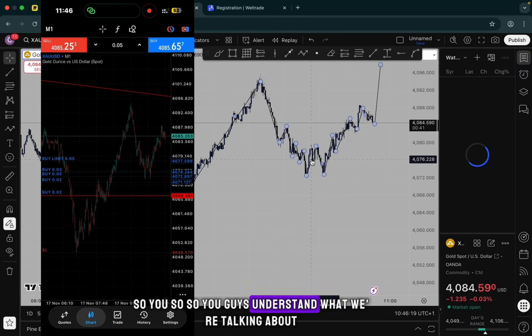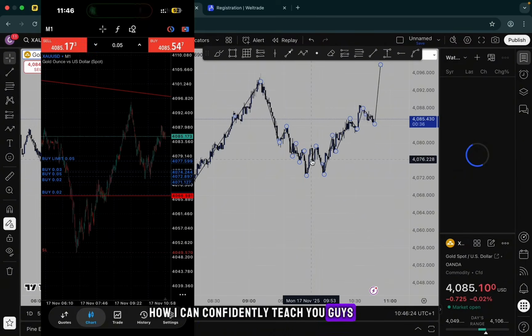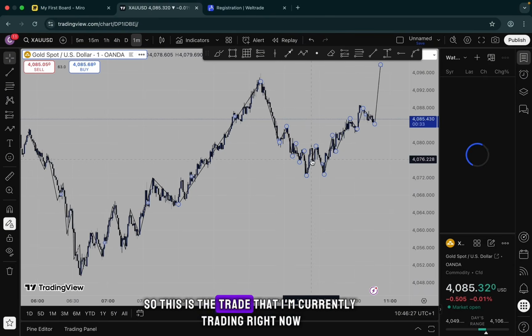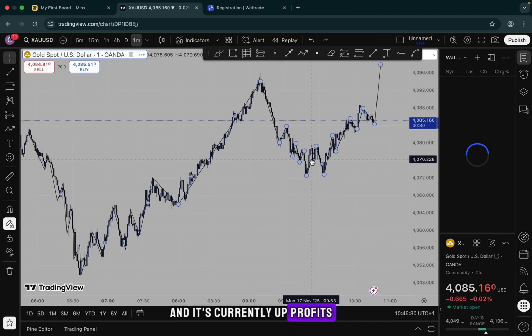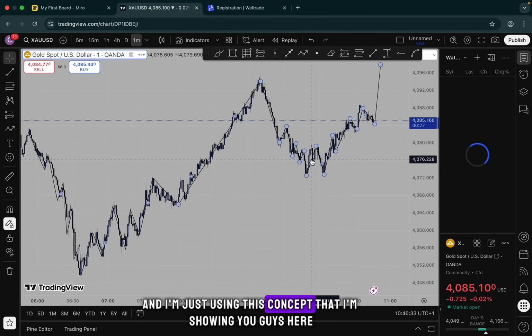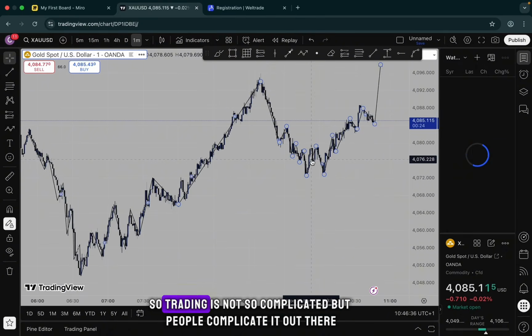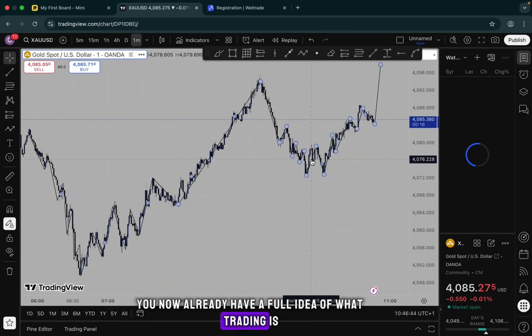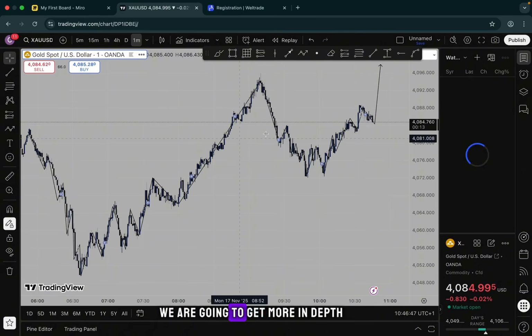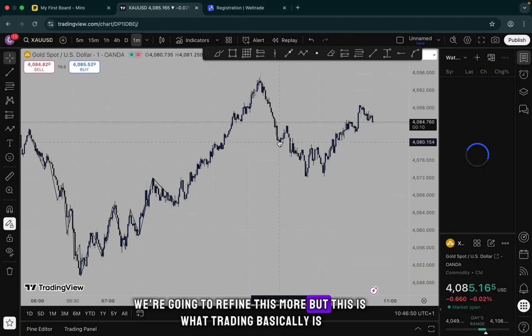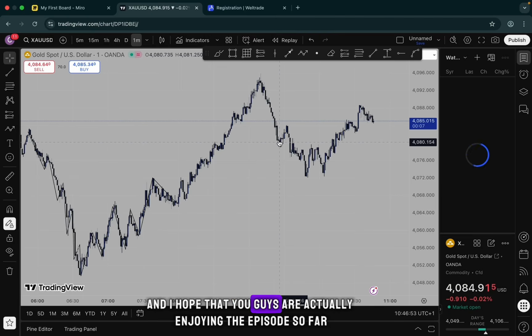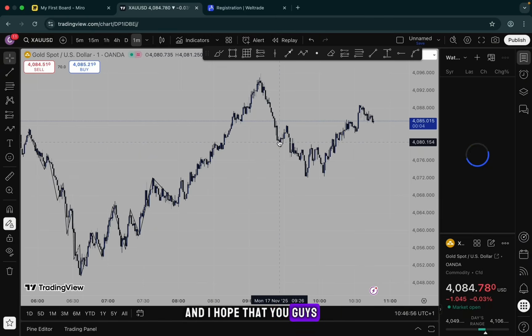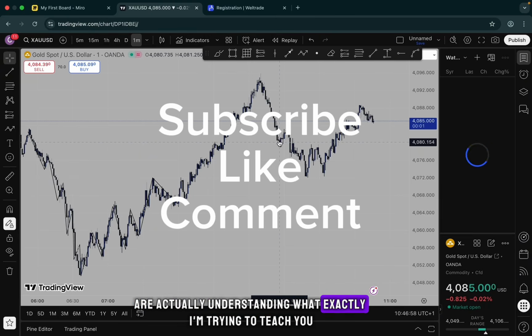So you guys understand what we're talking about and how we know what we are talking about, how I can confidently teach you guys this is what I'm trading. So this is the trade that I'm currently trading right now, and it's currently up in profits, and I'm just using this concept that I'm showing you guys here on YouTube. So trading is not so complicated, but people complicate it out there. It's as simple as this. Right now, you already have a full idea of what trading is just by what I've taught you. Yes, we are going to get more in depth. We're going to refine this more, but this is what trading basically is. And I hope that you guys are enjoying the episode so far, and understanding what exactly I'm trying to teach you.